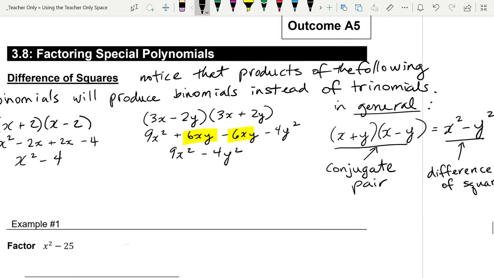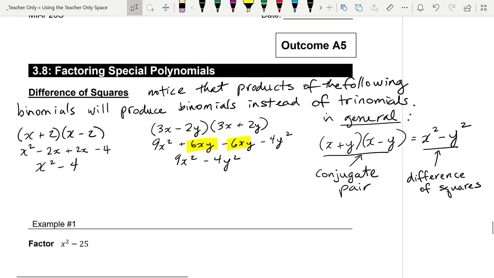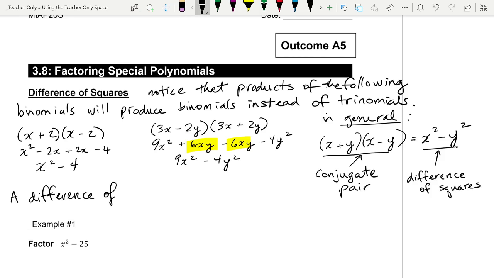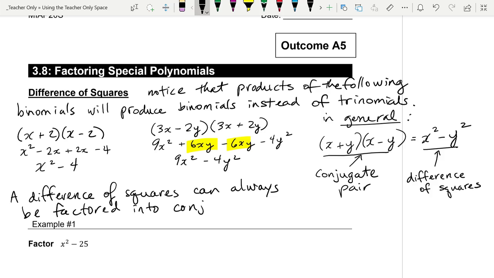And just like everything in math, if you can do something, you can undo it. So if you notice that you have a difference of squares, difference of squares can always be factored into conjugate pairs.